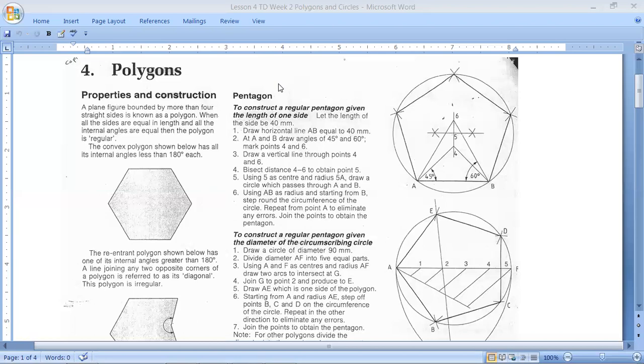Let's begin with polygon. What is a polygon? A polygon is a plane figure bounded by more than 4 straight sides, right? Any bounded area formed by more than 4 straight sides is called a polygon. As we learned earlier, if it's 4 sides, it is a rectangle or square. If it's 3 sides, it is a triangle. More than 4, we call a polygon.